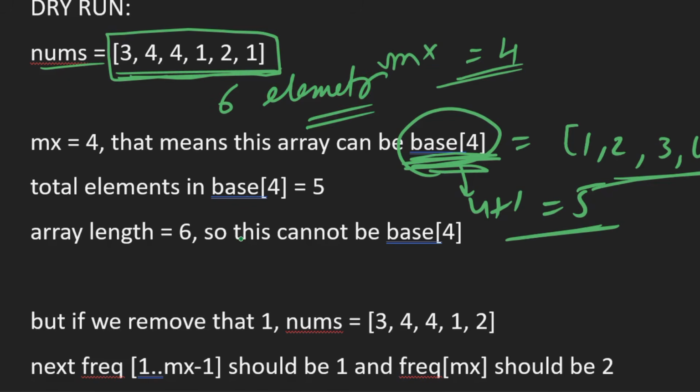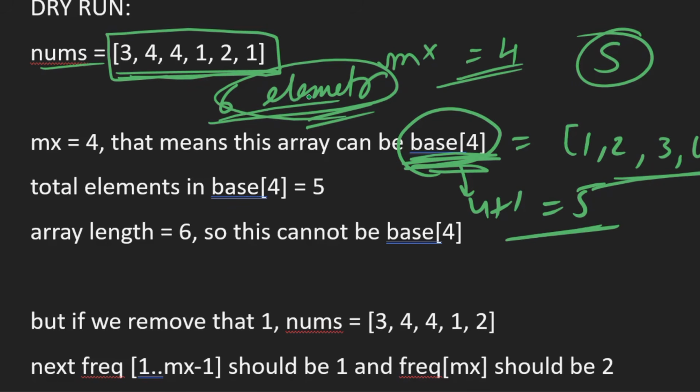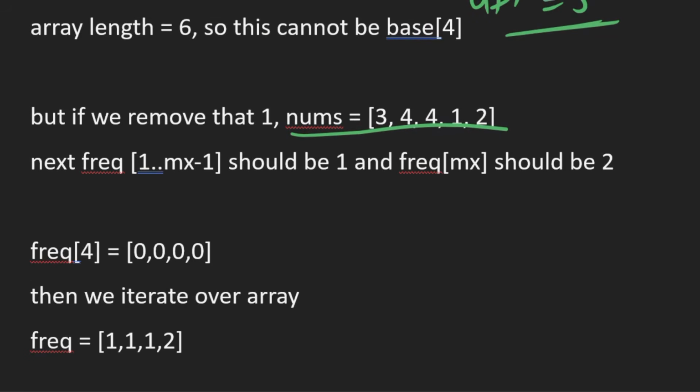right? So this array cannot be a base of 4, because in base of 4 we have 5 elements, but in the array we are having 6 elements, and that is due to this 1, as 1 is appearing two times, right? So let's assume now we have removed this 1, and this is our new nums array, which is 3 4 4 1 2, right? So the length of nums array is equal to mx plus 1, right? So the length constraint is satisfied, or the length condition is satisfied.